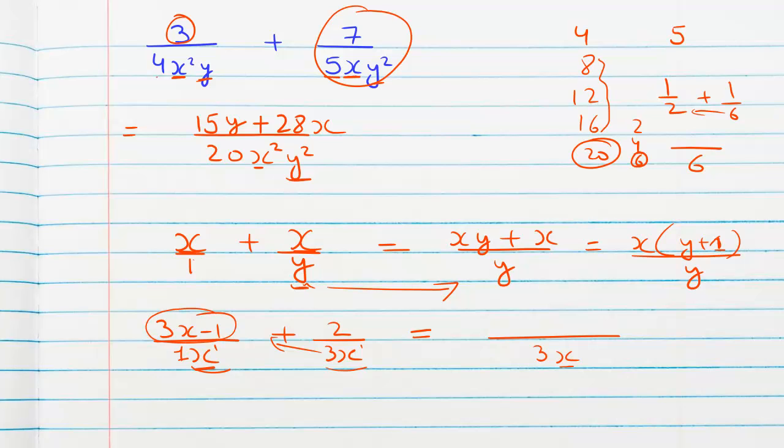So 3 times 3x, that is 9x. 3 times negative 1, that is negative 3. And this number over here, 1 times 2, that is simply 2. Now we get 9x minus 1 over 3x, and this is our answer. Again, don't worry, we will do at least let's say 2 more problems before we end all of this.